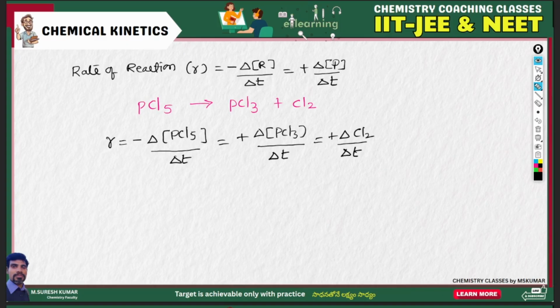Clear, my dears? Now, based on the rate of reaction or the speed of the reaction, the reactions are categorized into three types: very fast reaction, moderate reaction and very slow reaction. So based on the rate of reaction, there are three types of reactions.